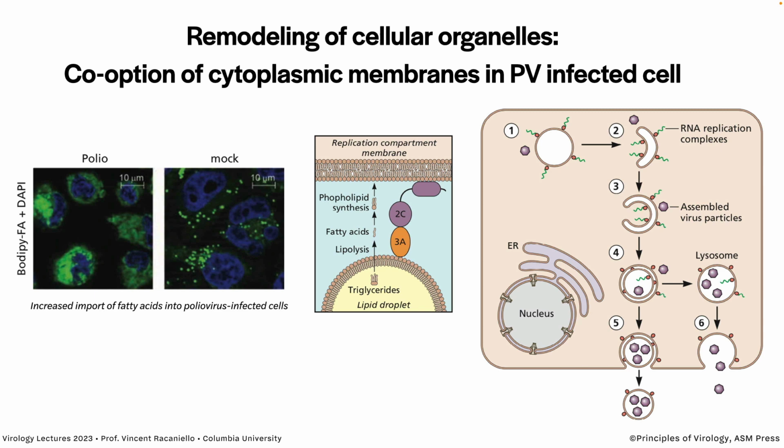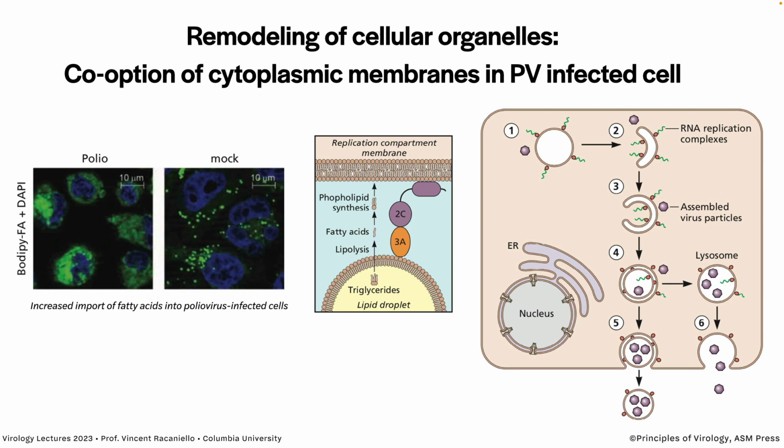And so what happens in a virus-infected cell, in a polio-infected cell, is the membranes are converted into these double membrane replication complexes on the surface of which the RNA is synthesized. And we talked a bit about that when we talked about RNA synthesis. And the raw material for these membranes comes from other membranes in the cell.